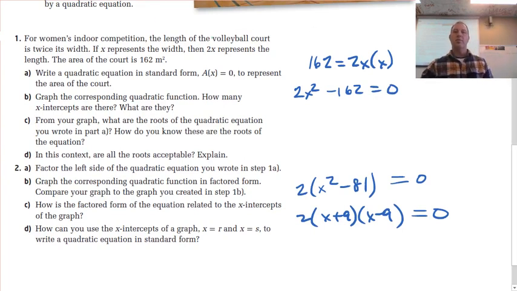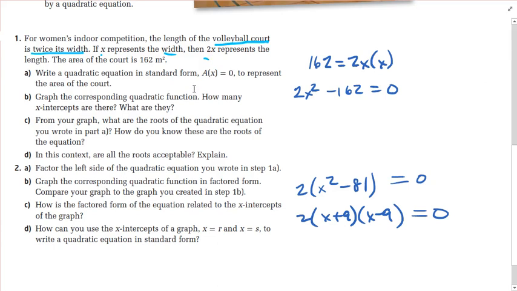But when we're talking about volleyball courts here, I don't know if you guys know this, but the length of the volleyball court is twice its width. So it's always 2 times as long as it is wide. So if x represents the width, then the length is 2x. If the area of the court is 162 square meters, then we can write a quadratic equation to represent the area.